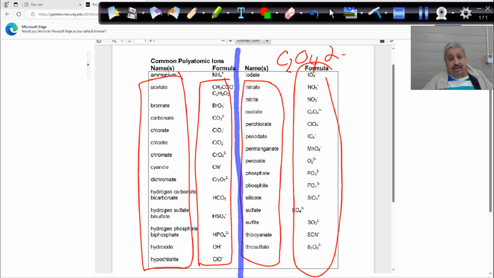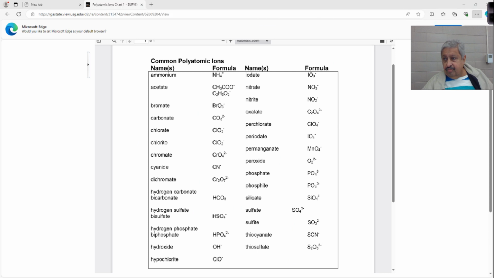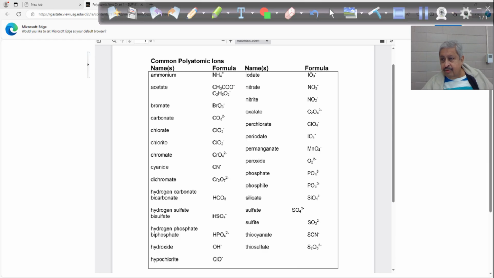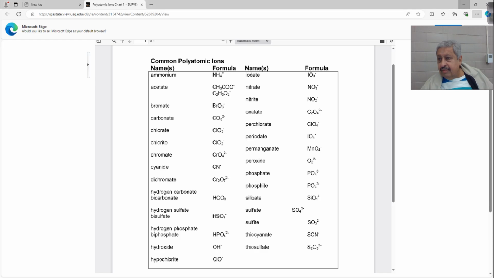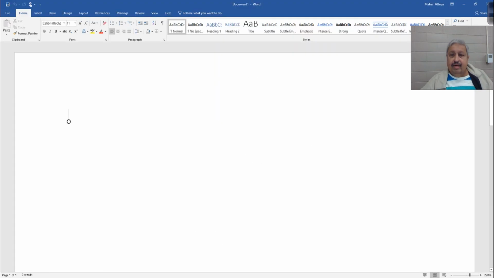So you have to bring this one out, because without this it will be lost. You will not know the name of this polyatomic ion. So let's look up bromate then. Okay, I'm minimizing this here. And let's put bromate.